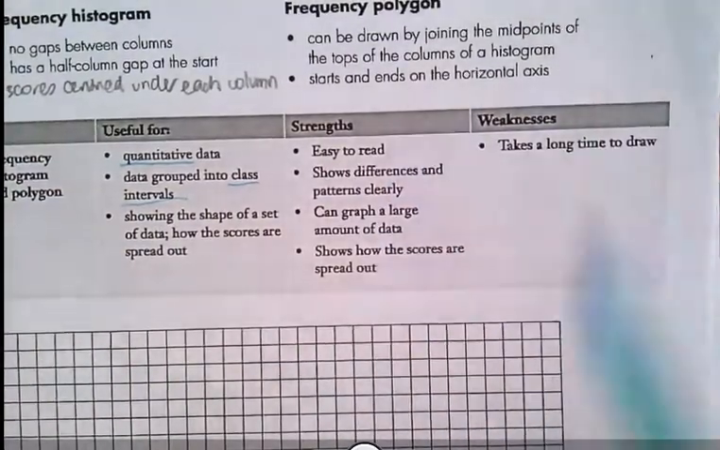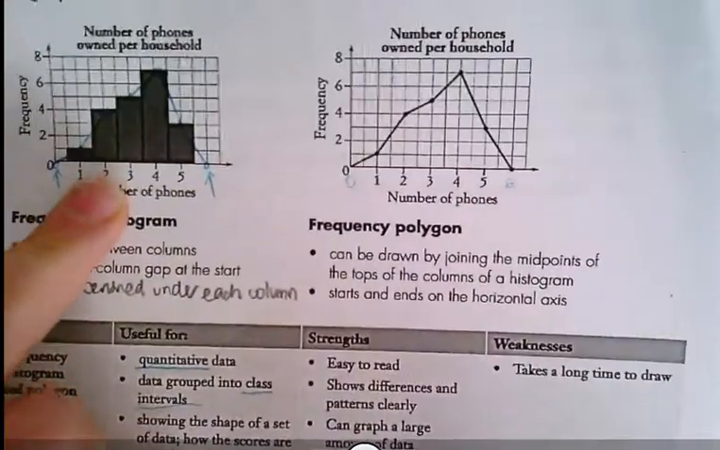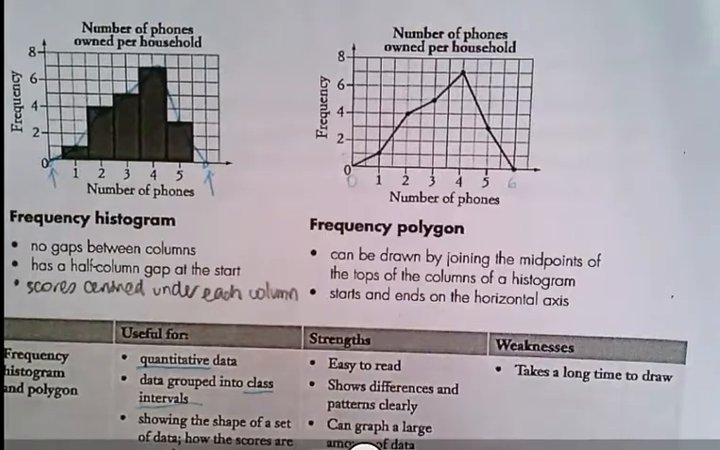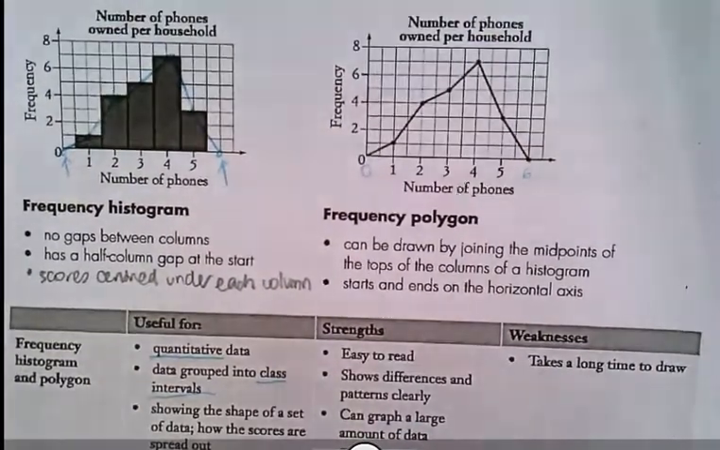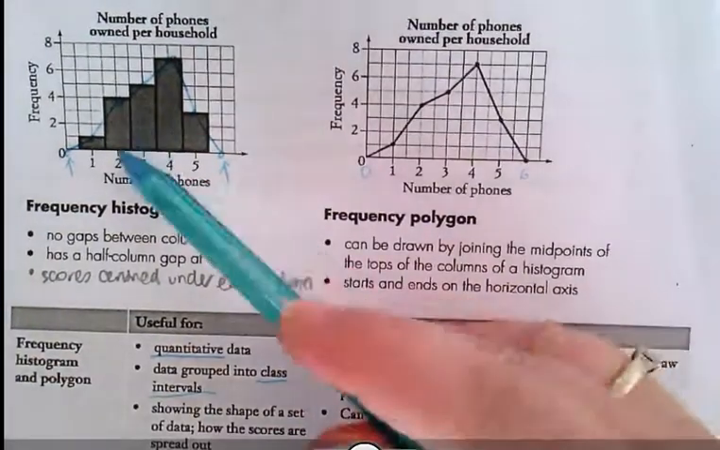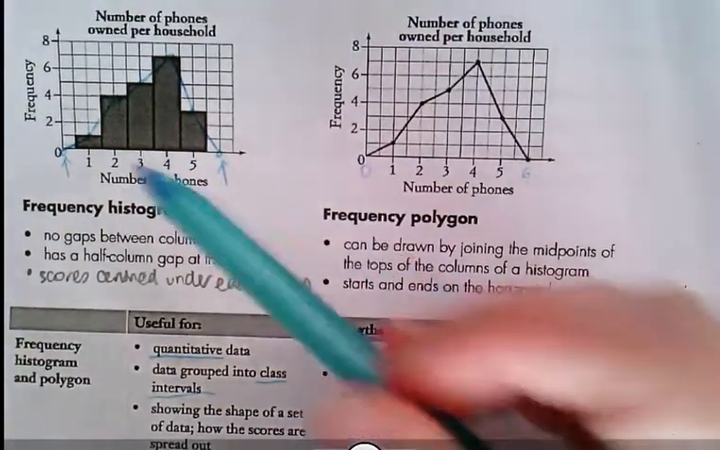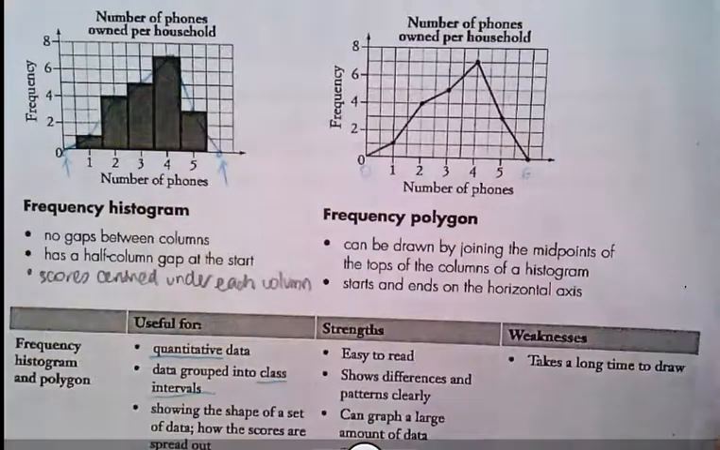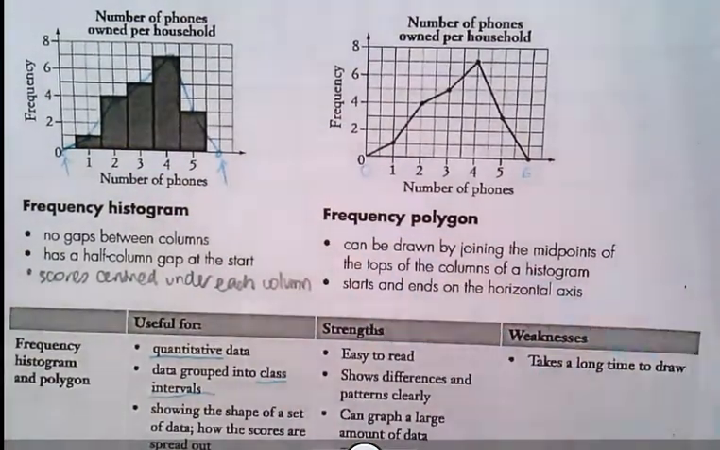The strengths: it is really easy to read that data as opposed to having the data just as numbers. It shows differences and patterns quite clearly, as I was saying before. You can graph a large amount of data this way, and it shows how the scores are spread out. So it shows the spread of the scores. Weakness: it does take a while to draw.